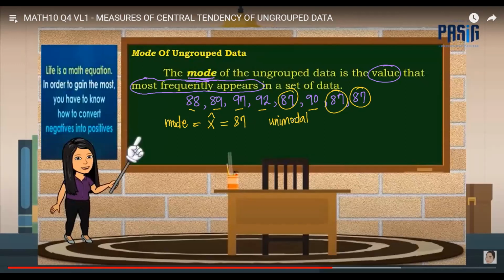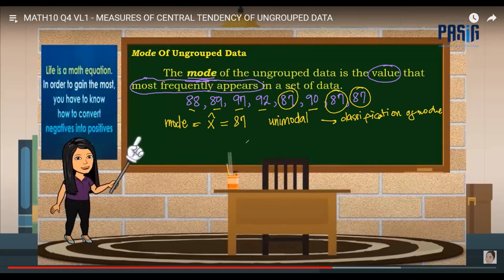Again, pag tinanong kayo, what is the mode of the given set of data? Ang sagot ay 87. Pero kapag ang tanong sa inyo is, what is the classification of the mode? Ang sagot po ay unimodal. Okay? Naintindihan po ba? Bakit siya unimodal? Kasi isa lang po yung mode natin.